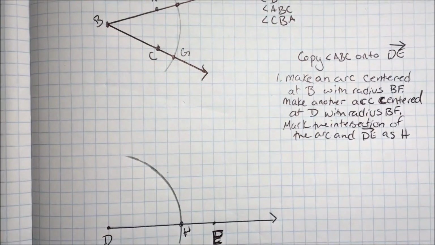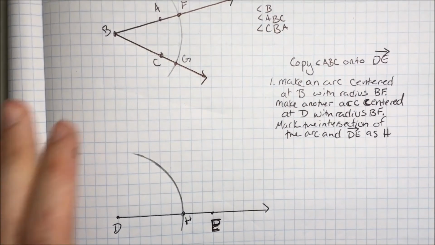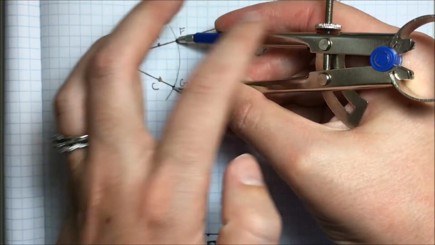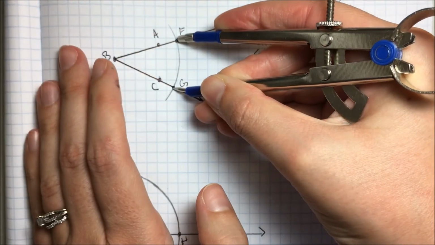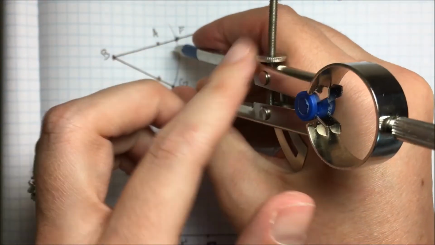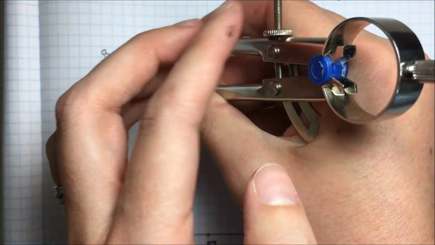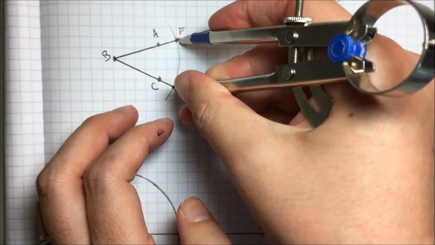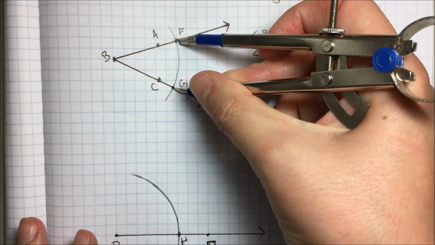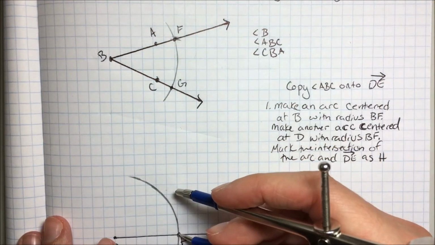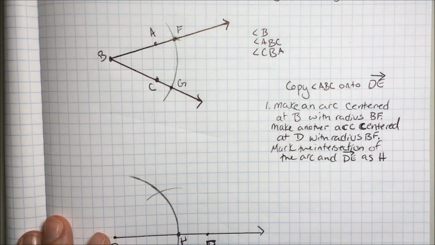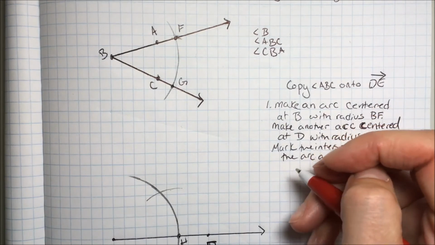We are going to measure, let me pull this up a little bit, zoom out, from G to F. So I'm going to take and hold my compass and measure out that length. Make sure it's exactly, that looks good. So I'm going to measure from G to F, and then I'm going to make an arc centered at H with radius GF.